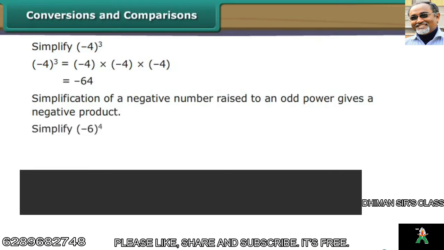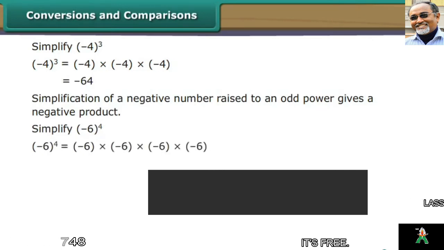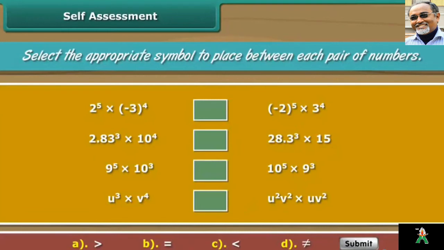Let us now simplify minus 6 raised to the power 4. Minus 6 raised to the power 4 is equal to minus 6 into minus 6 into minus 6 into minus 6. Self-assessment: select the appropriate symbol to place between each pair of numbers.